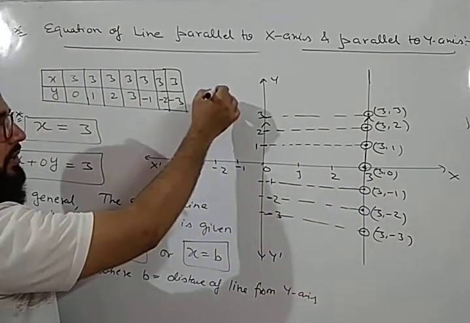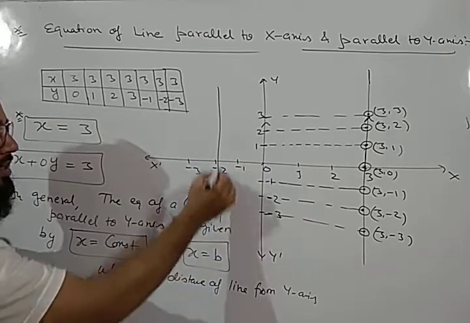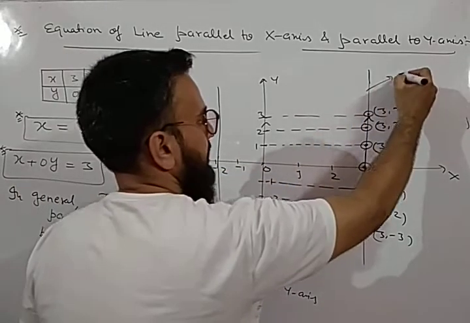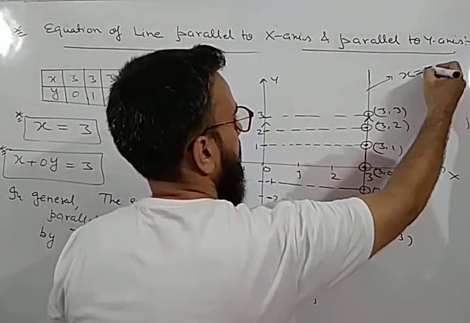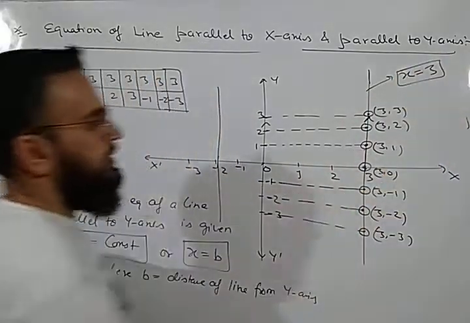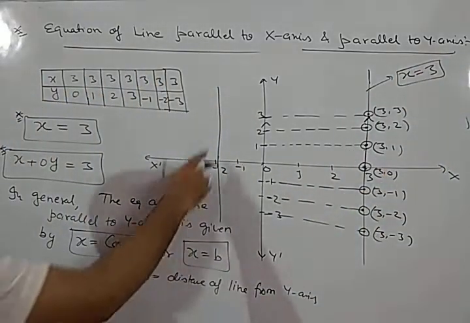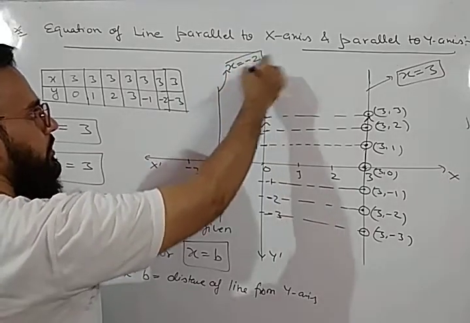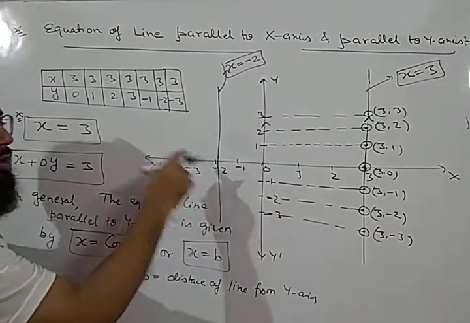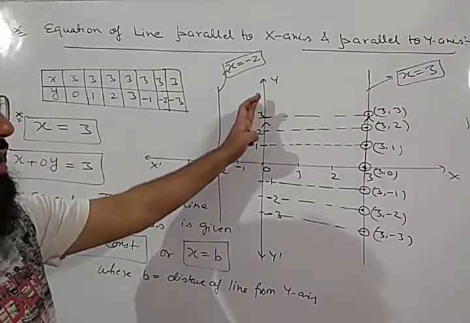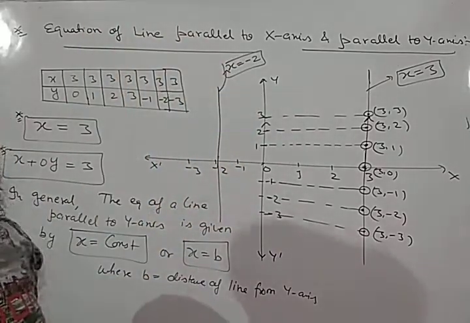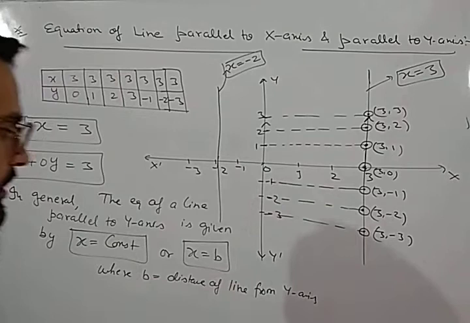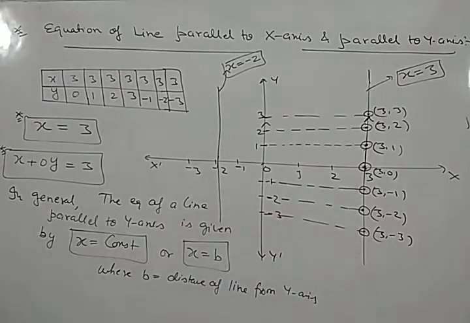Suppose we consider another line which is passing from -2. The equation of this line is x is equal to 3. Similarly, the equation of this other line, which is passing from -2 and is parallel to y-axis, will be x equals -2. So in this way, you can find the equation of a line which is parallel to x-axis as well as parallel to y-axis.